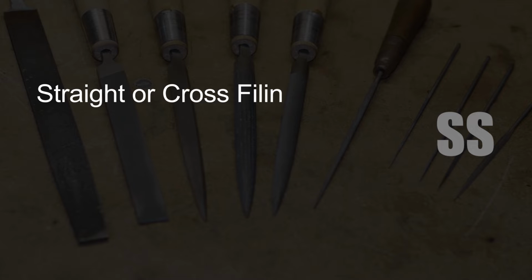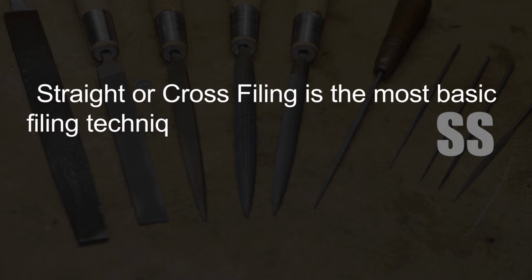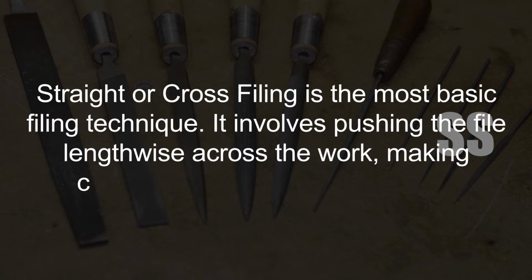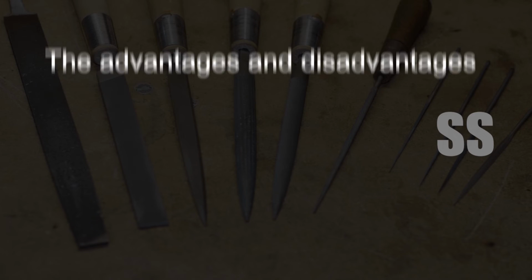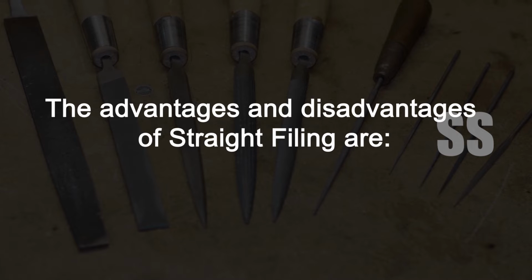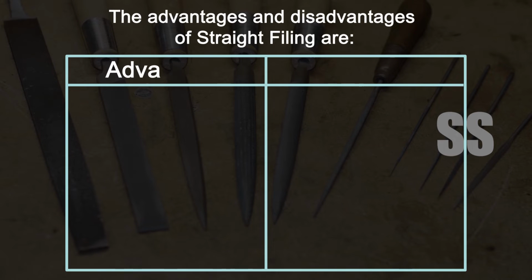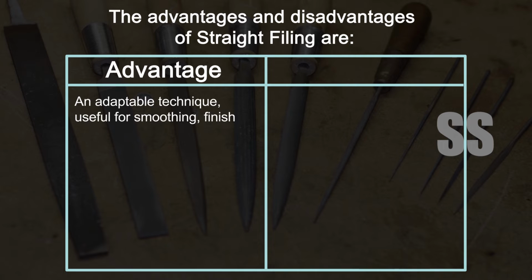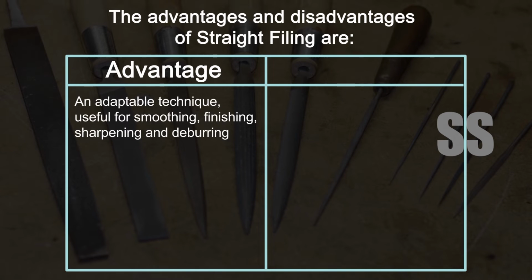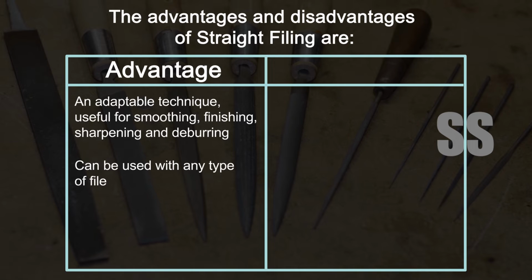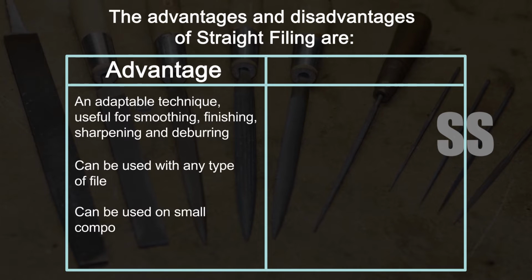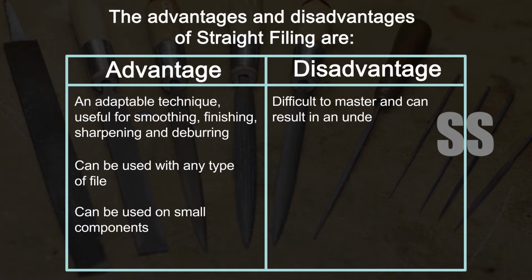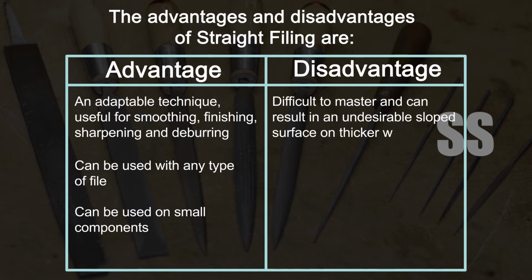Straight or cross filing is the most basic filing technique. It involves pushing the file lengthwise across the work, making contact only on the forward stroke. The advantages and disadvantages of straight filing are: advantage: an adaptable technique useful for smoothing, finishing, sharpening, and deburring. Can be used with any type of file. Can be used on small components. Disadvantage: difficult to master and can result in an undesirable sloped surface on thicker workpieces.